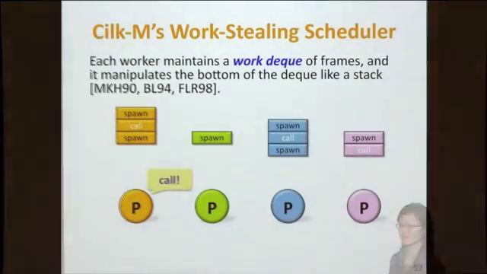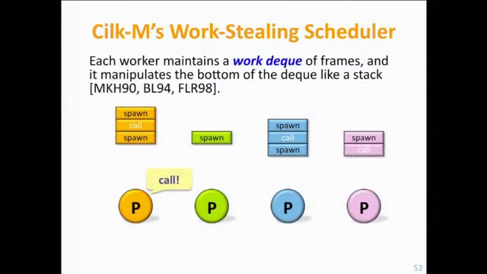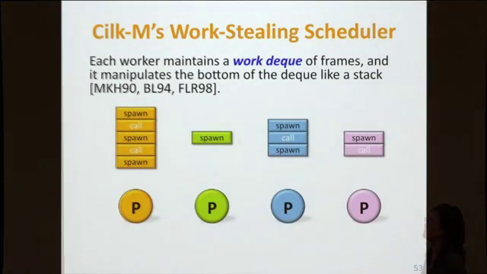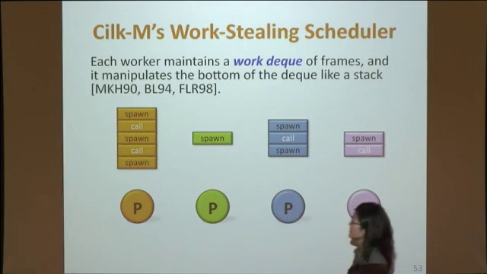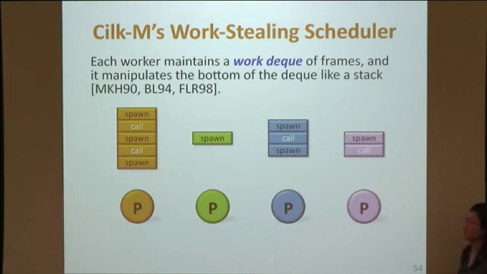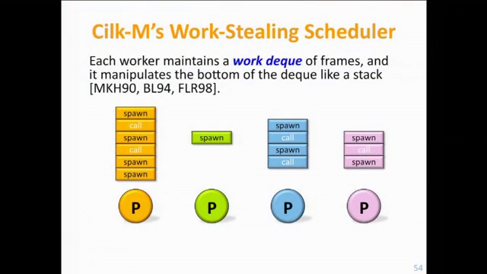So for example, if a worker executes a call, it pushes the call frame onto the bottom of the deck. On the other hand, if it executes spawn, it pushes the spawn frame onto the bottom of its deck. And here I'm marking the frame using how the frame is invoked. And obviously, all the workers can do that in parallel.